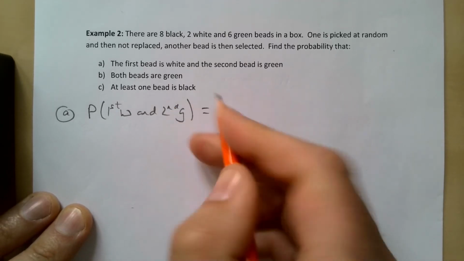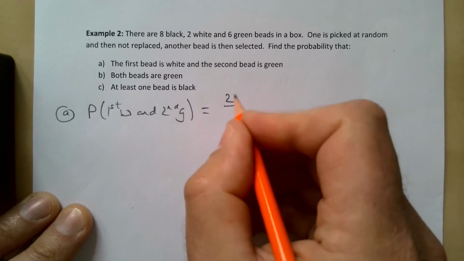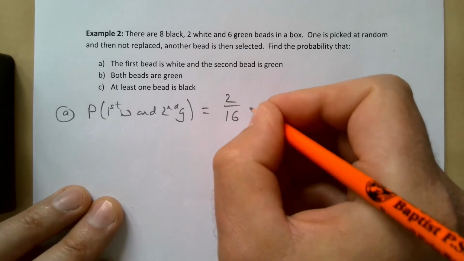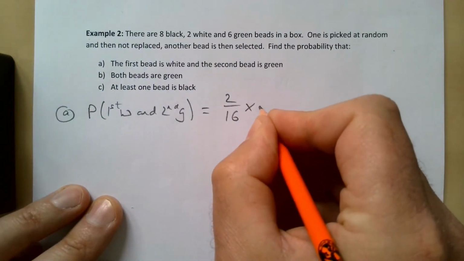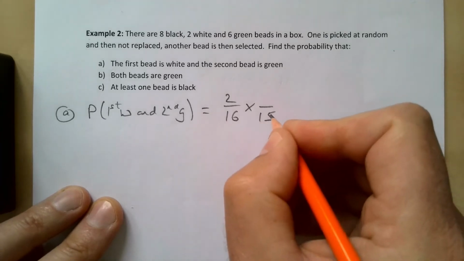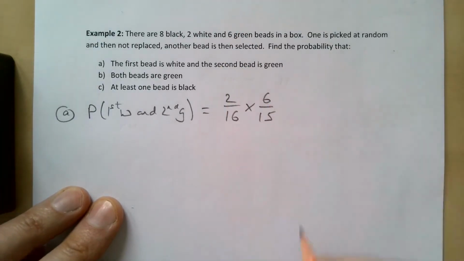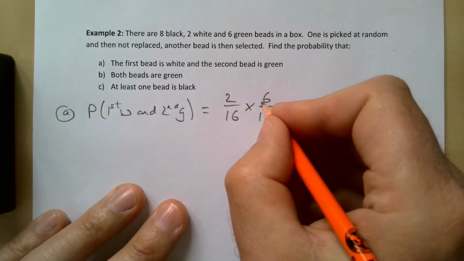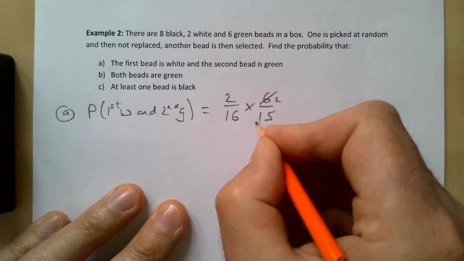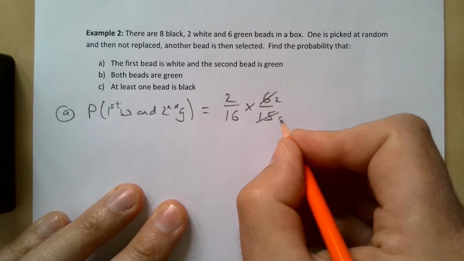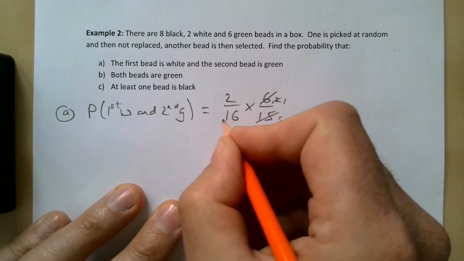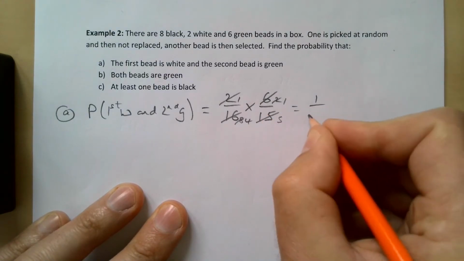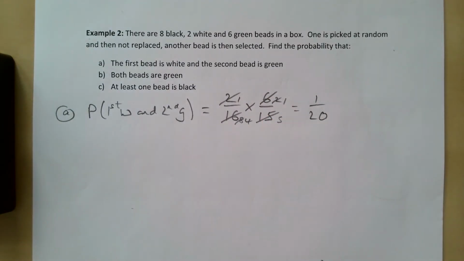What's the probability the first bead is white? There are 2 white beads, and there are 8 plus 2 plus 6, there are 16 of them. What's the probability the second bead is green? There's now only 15 left in the box, and 6 of them are green, and so we end up with that. We can tidy this up very slightly. That would divide by 3 to give me a 2. That would divide by 3 to give me a 5. That divides by 2 to give me a 1. Divides by 2 to give me an 8. 2 to give me a 1. 4. And then I think that should be a 20th.